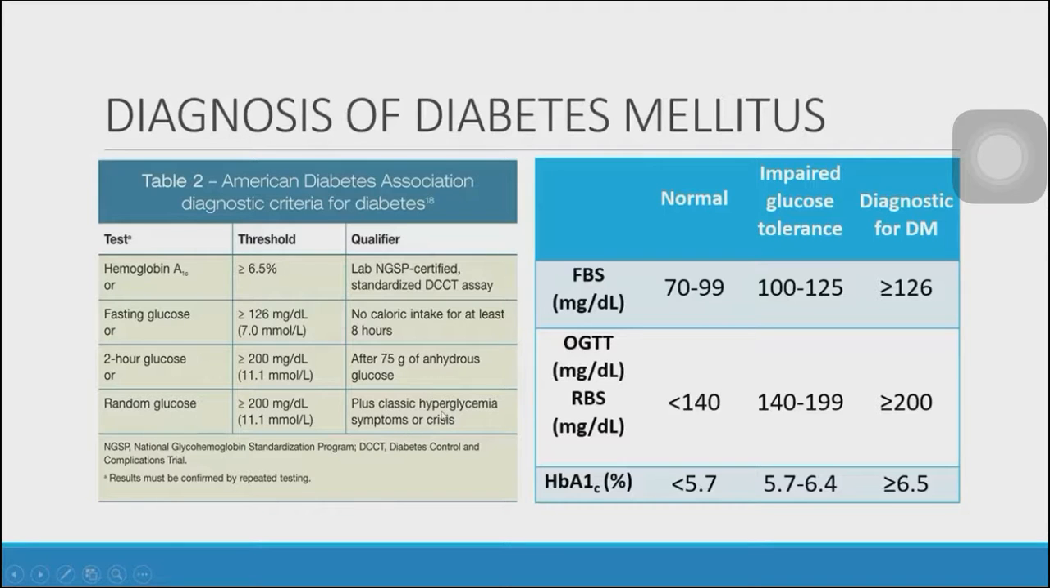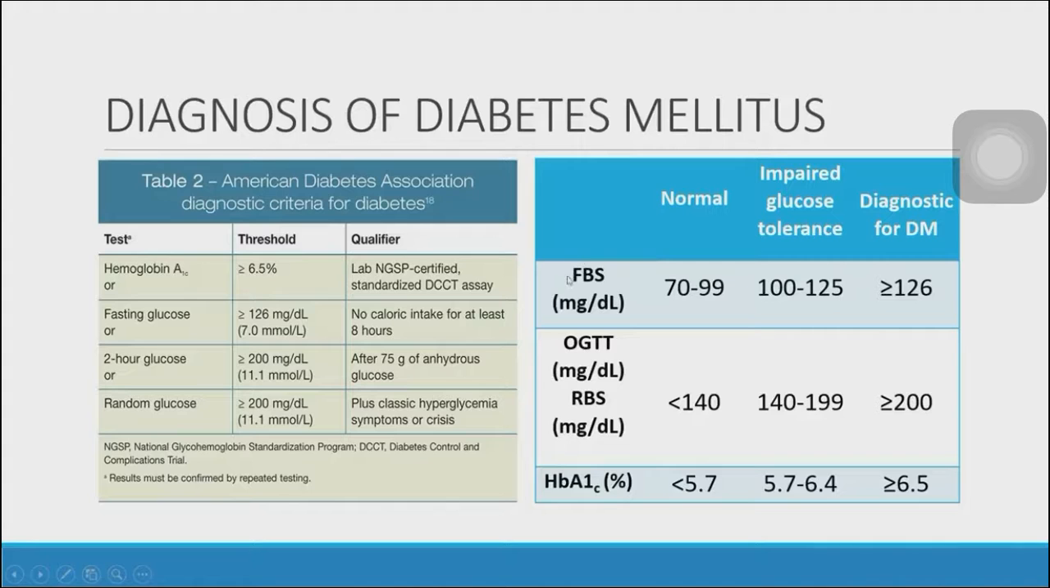Okay, so the classic hyperglycemia symptoms includes, of course, yung 3 Ps natin, yung polyuria, polyphagia, and polydipsia. So in here, for the diagnosis of DM in clinical chemistry part, dapat alam na alam natin yung mga values. Again, yung mga values diagnostic for DM dapat alam natin.